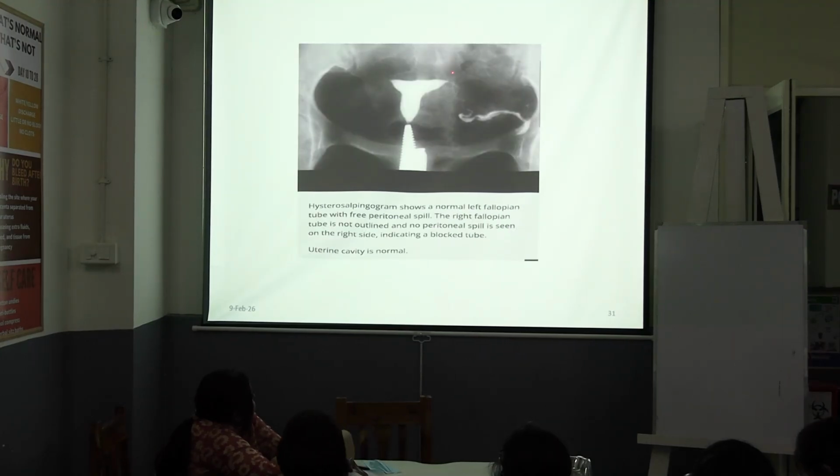See, the left-sided fallopian tube is absolutely normal and showing spillage also. But the right fallopian tube is not outlined and no peritoneal spillage is seen, indicating there is some cornual block over here. Had it been that this part of the tube is also seen, what will you say? There is some ampullary block or some isthmic block. So, this is a cornual block. See, up to the cornu of the right-sided tube you can see. After that, nothing is visible. The radio-opaque material is not going over here.